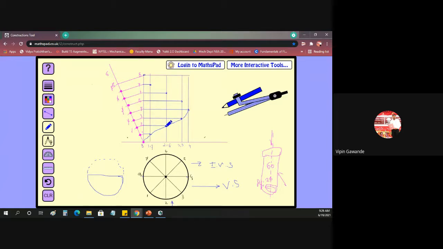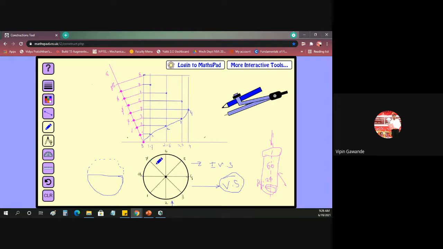So 1, 2, 3, 4. This is 1, here it is 2, this is 3, and this is 4. You have to join them by the dark line. Why a dark line? Because these are visible points, and the visible section is always joined by means of dark lines. Now, what are the invisible points?